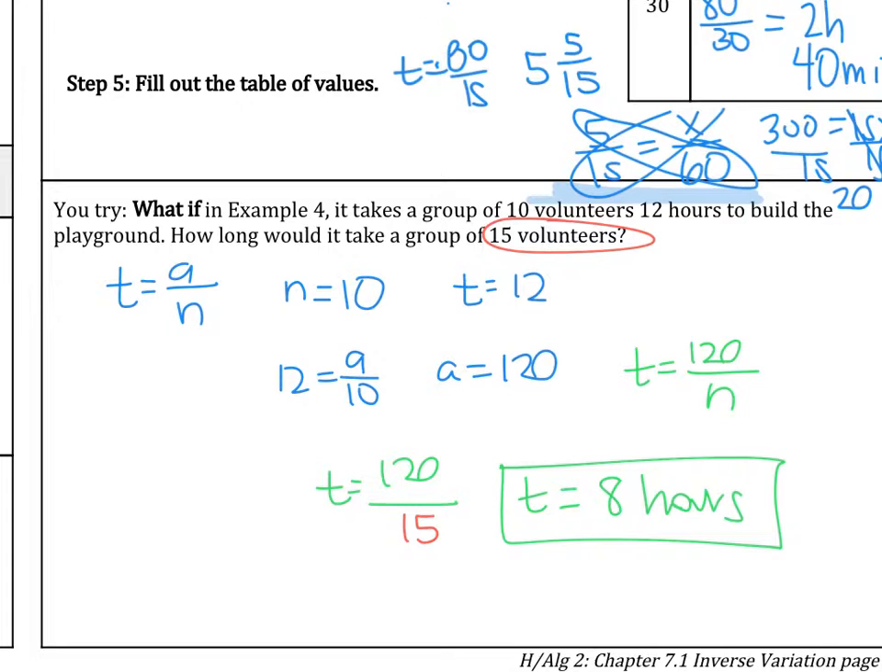All right, so hopefully you tried this out. So again, you write the general equation, T equals A over N. We know that N, the number of volunteers, is 10, and time is 12. So we figured out what A was, then we wrote our general equation. Then how long would it take a group of 15 volunteers to build the playground? So we plugged it in. And the final answer is time equals 8 hours.